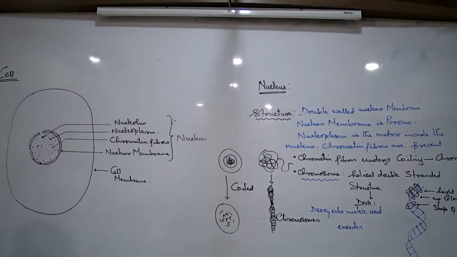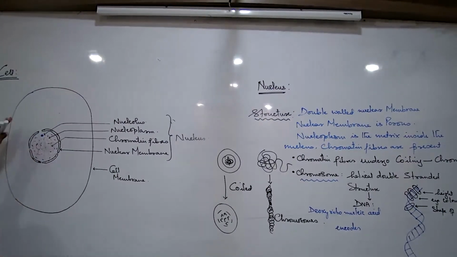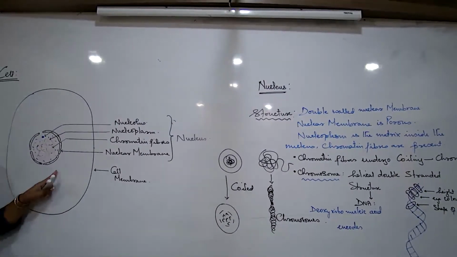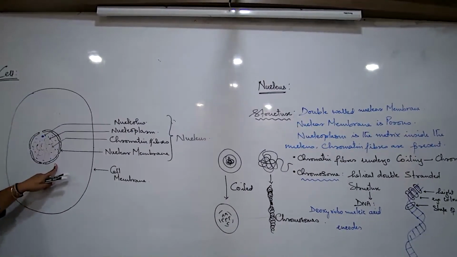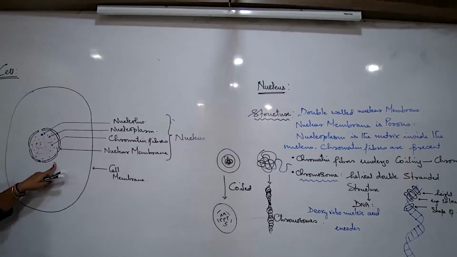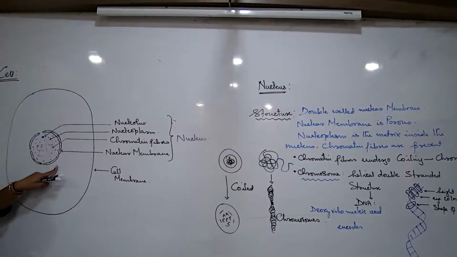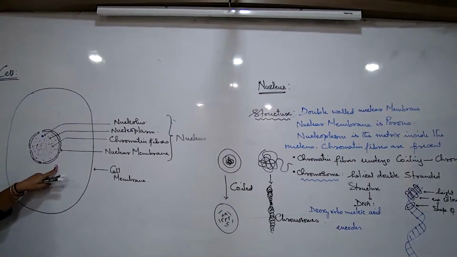So we are talking about the nucleus, where you are supposed to know what is the basic structure of the nucleus. What are the parts you are supposed to know? The nucleus consists of a double-walled nuclear membrane. So if it is the membrane, then what must be the composition of this membrane?